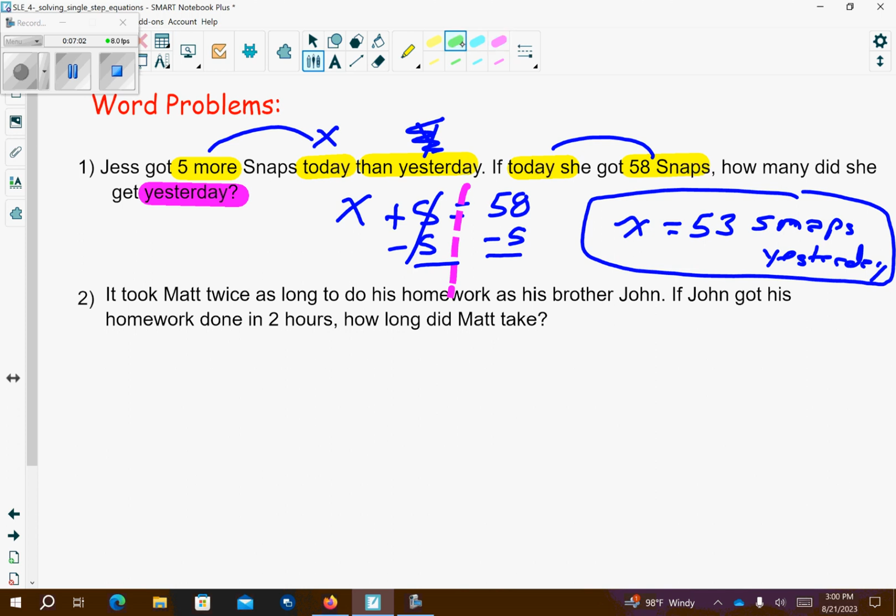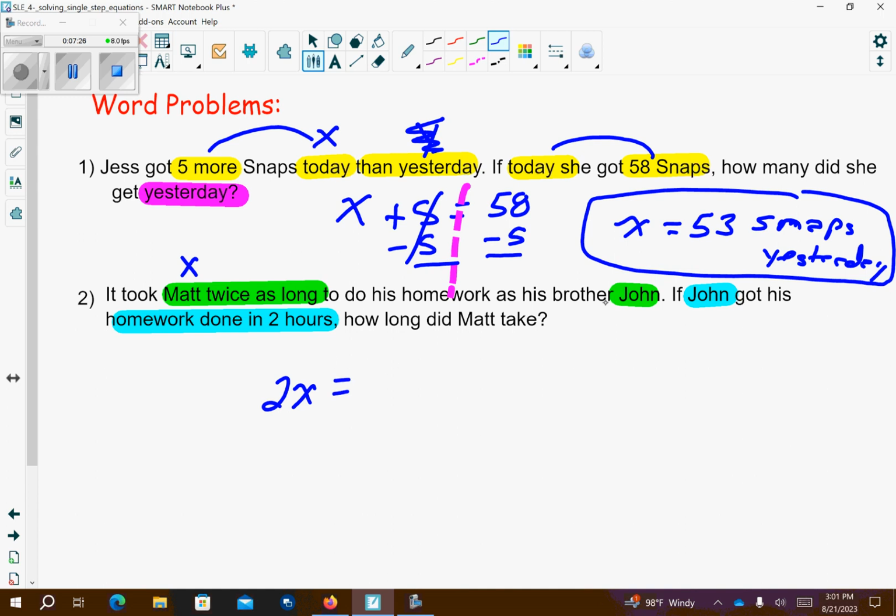Okay, so let's highlight things we know. Matt took twice as long as John for the homework. And then they tell us that John got his homework done in 2 hours. How long did it take Matt? Okay, so we're going to call Matt X. So it took Matt twice as long to do his homework as John, but John did it in 2 hours.